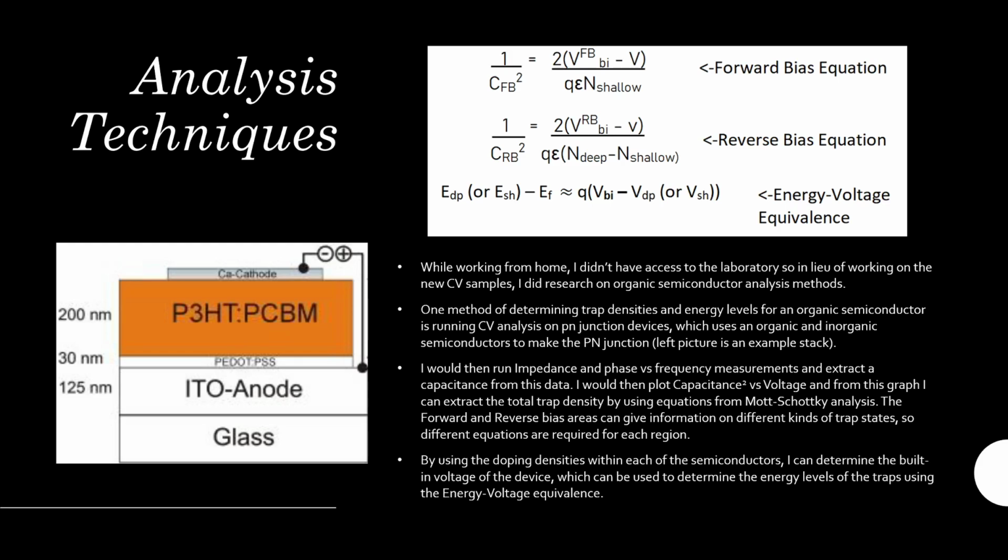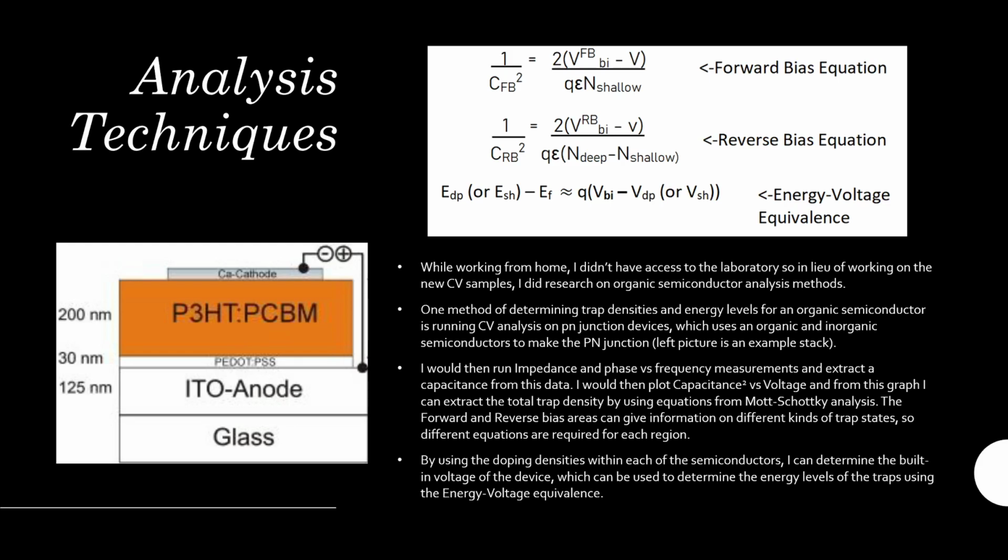I would then plot capacitance squared versus voltage, and from this graph I can extract the total trap density by using equations from the Mott-Schottky analysis. Those equations are pictured on the top. The forward bias and reverse bias areas can give information on different kinds of trap states. So different equations are required for each region. The forward bias equation is the very top equation, and the middle equation is the reverse bias equation.